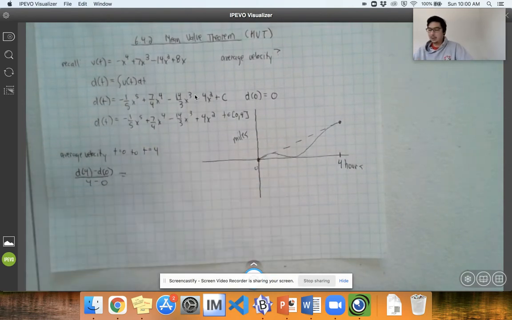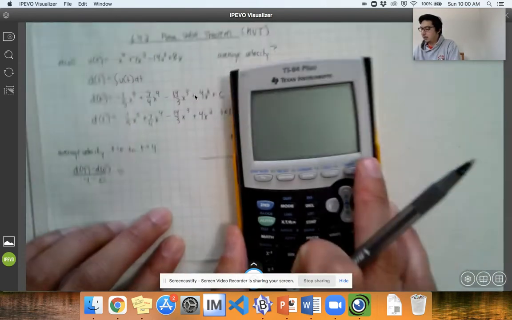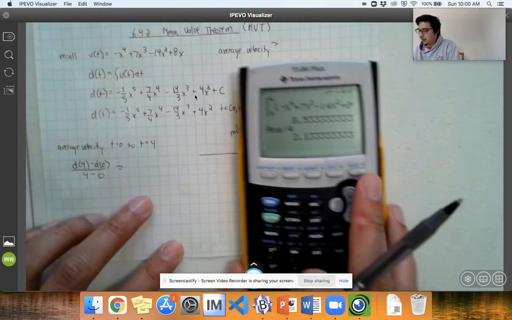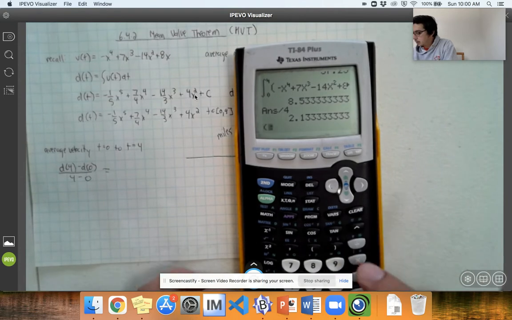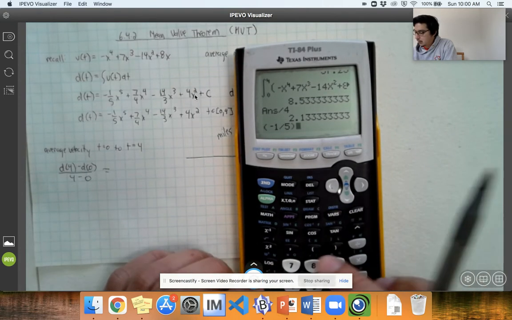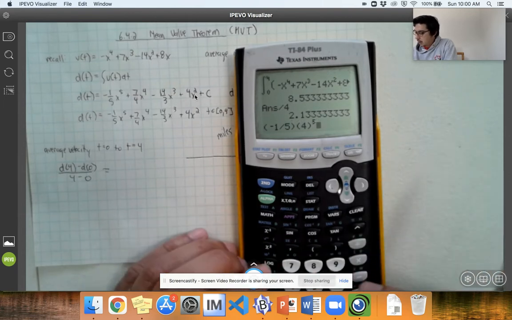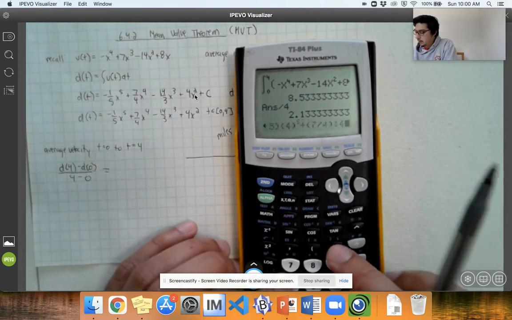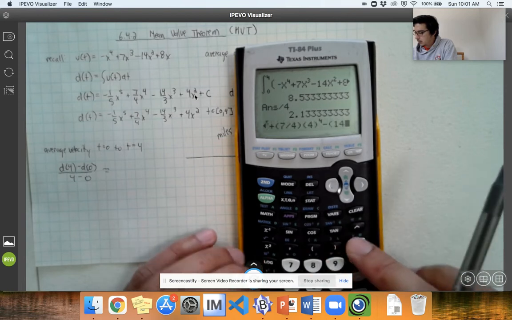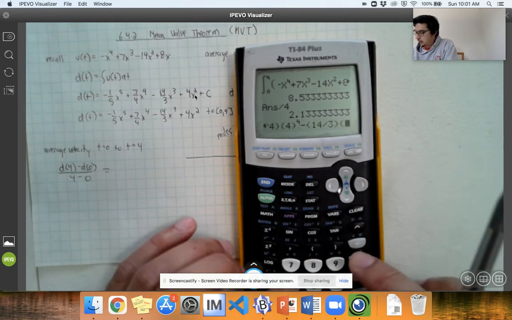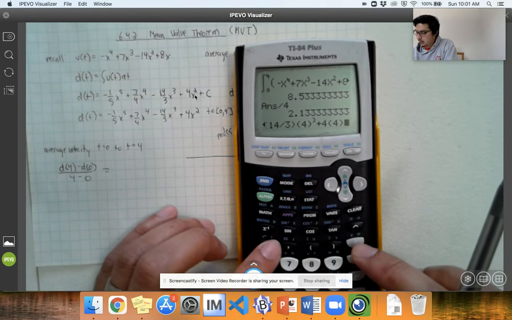Which would give us, and I'm definitely going to need a calculator, and I hope we get the same answer. Remember in the previous video, we got 2.133 repeating, so hopefully we get the same thing here. So d of 4, if I see my function here, it's going to be negative 1/5 times 4 to the 5th, plus 7/4, 4 to the 4th, minus 14/3, 4 to the 3rd, plus 4 times 4 squared.